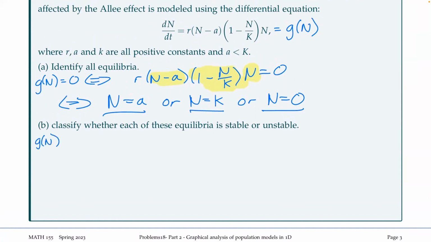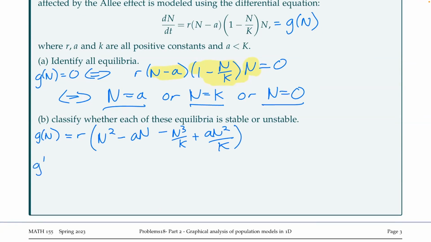So I'll help you out with the first part here. It makes it a little bit easier if we just expand our brackets. So if I expand these brackets out, I'll save you this step. We should have an n squared minus an minus n cubed over k and a plus an squared over k. Okay, that's just expanding out our brackets to make the differentiation a little bit easier. Okay, so have a go at working out g prime of n. And then you've got your equilibria above, work out what the stability are of those equilibria.